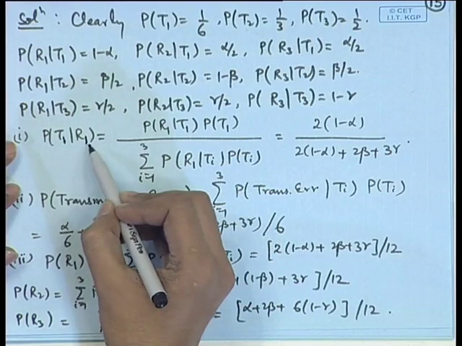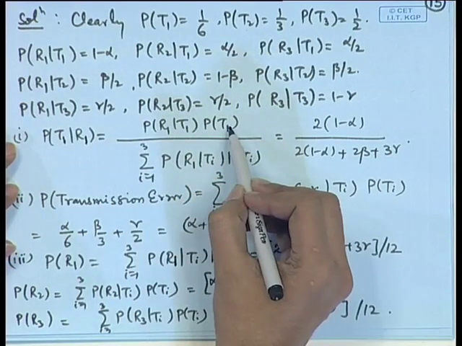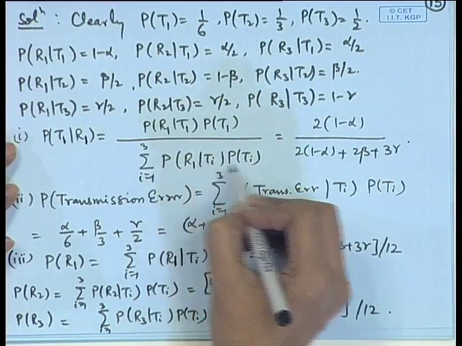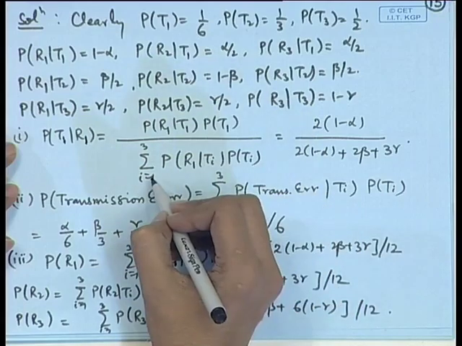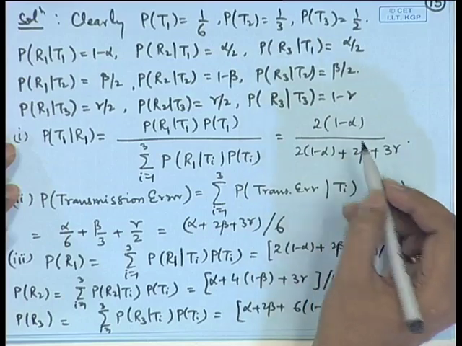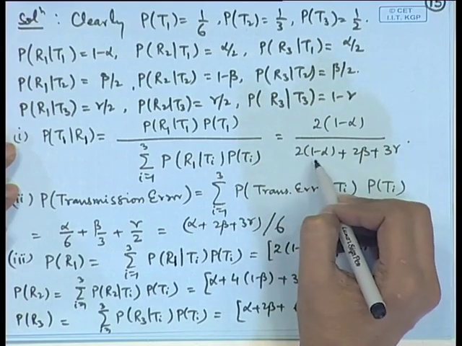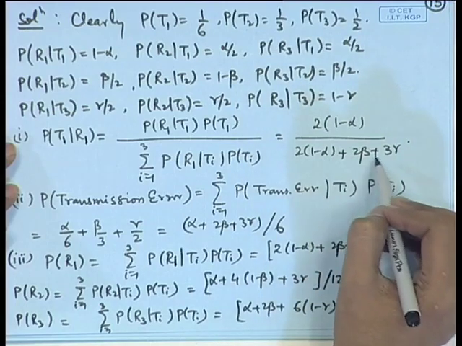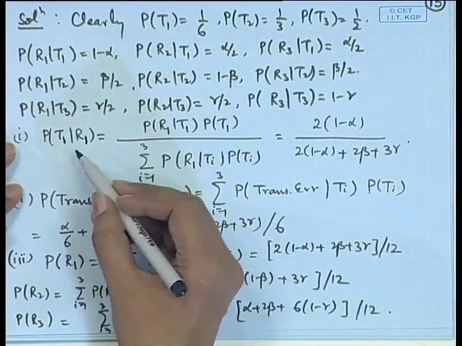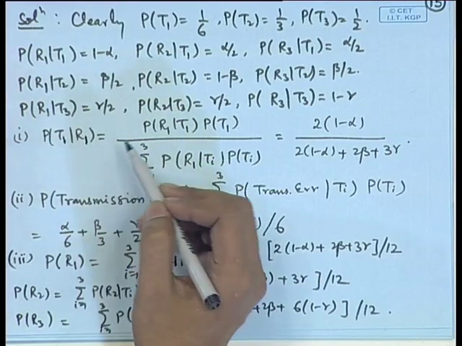So, the probability of T 1 given R 1 is equal to the probability of R 1 given T 1 times the probability of T 1, divided by the sum over i equal to 1 to 3 of the probability of R 1 given T i times the probability of T i. All the expressions are given here, so we substitute. After simplification it turns out to be twice 1 minus alpha divided by twice 1 minus alpha plus twice beta plus 3 times gamma. In a similar way we can calculate the probability of T 1 given R 2, T 2 given R 1, T 2 given R 3 and so on.